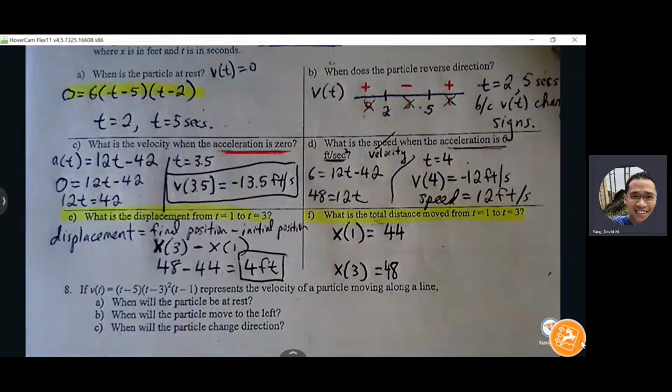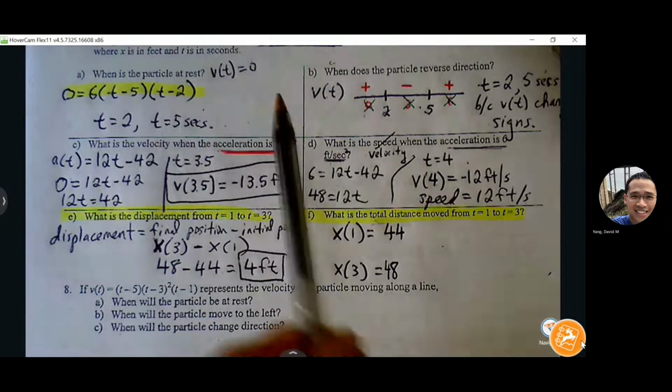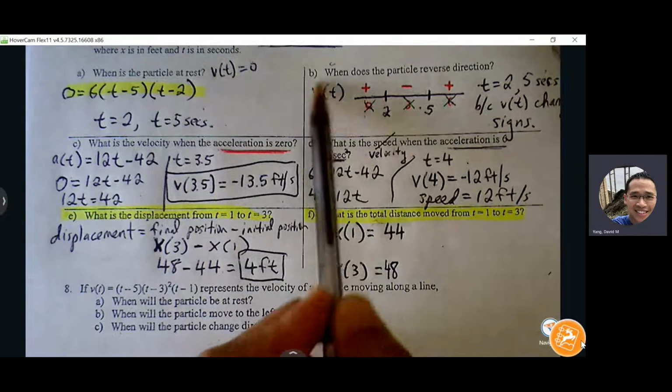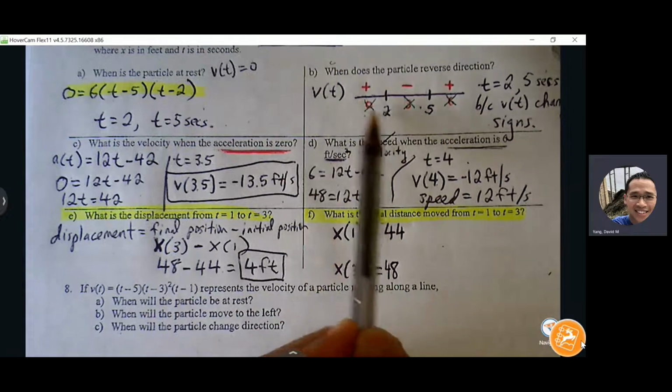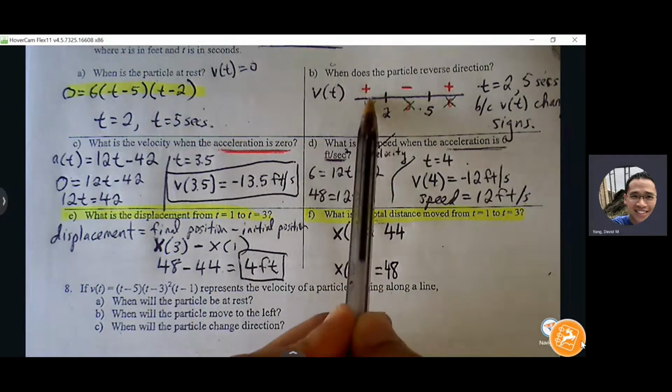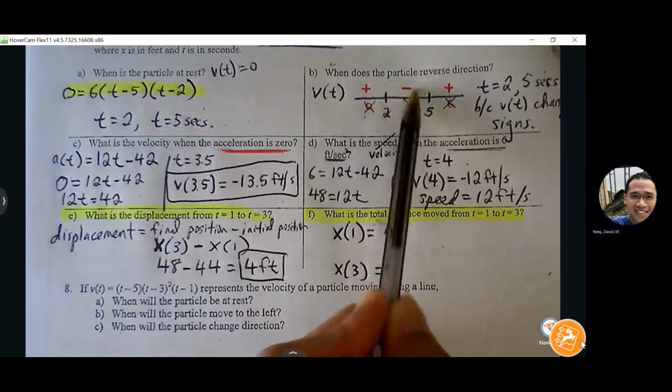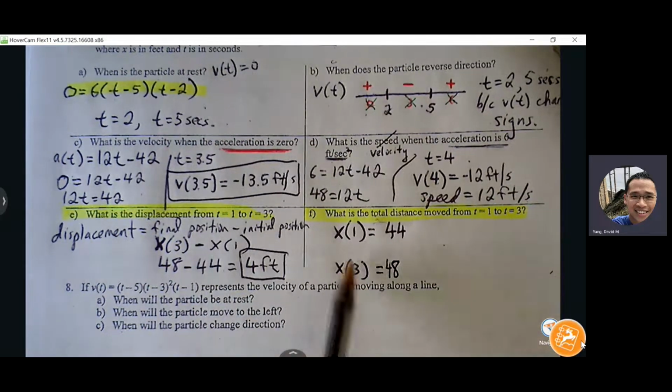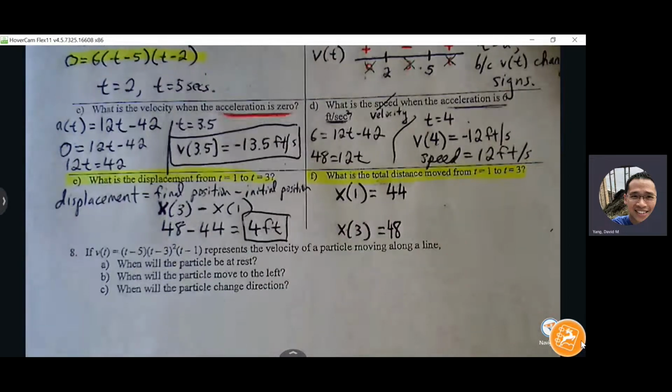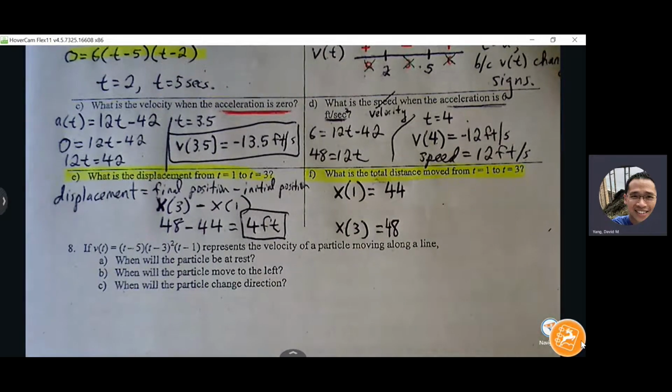However, this calculation is different from displacement if this object is changing direction somewhere in that time interval. So does this object change direction somewhere between 1 and 3? What does the velocity sign line tell us? It does change direction, right? It's moving to the right, and then at 2 seconds it's going to stop. It's going to move to the left. So that's going to impact our calculation because there is a change in direction between 1 and 3.